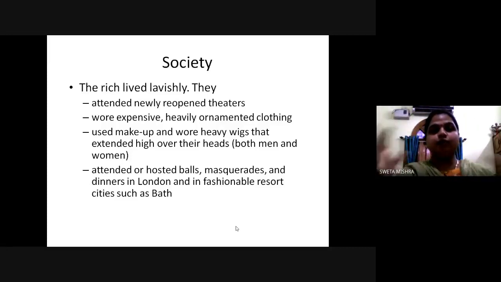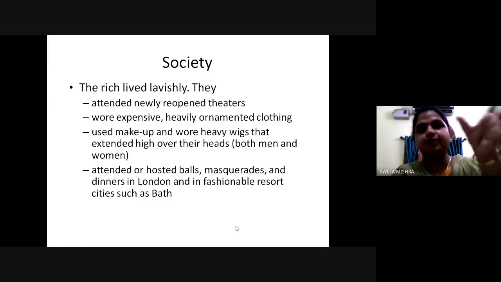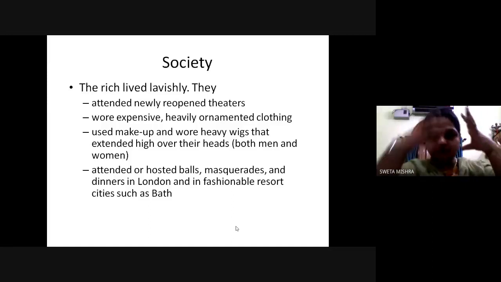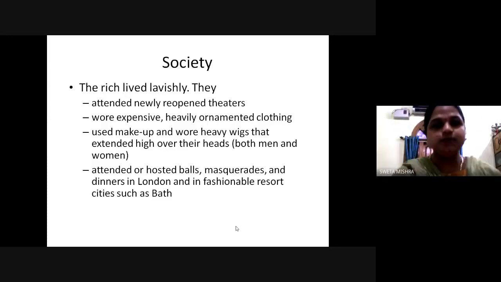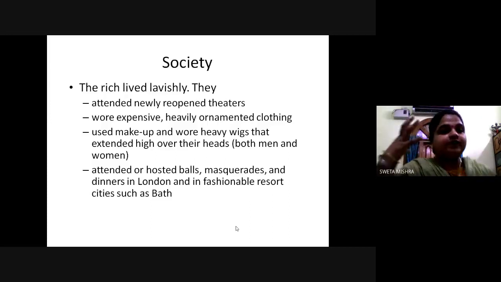You can find typical photographs of this. And not only women, but also the men. In my first slide, I had shown you how the men also used to wear wigs. They were not very small wigs, but heavy wigs, and they extended high.